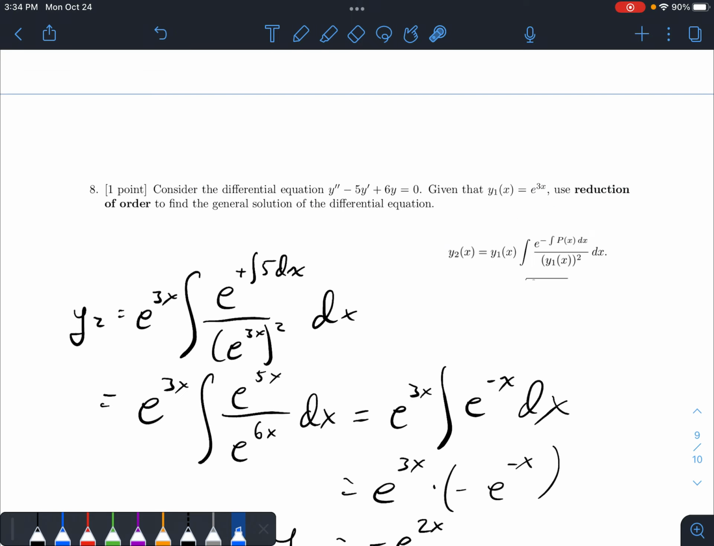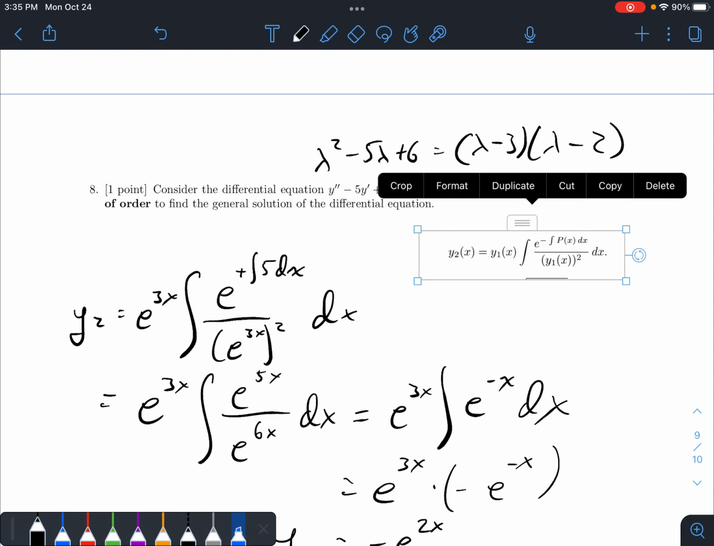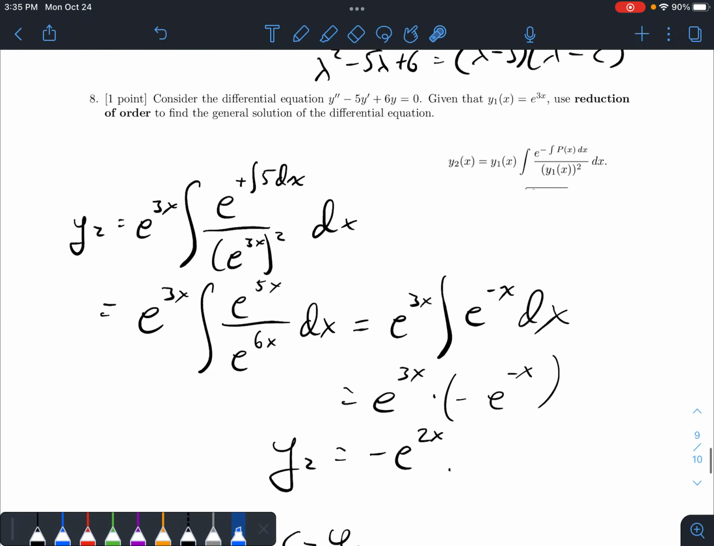These reduction of order problems are all going to be fairly similar. It's usually just going to be some simple differential equation, and you'd be able to find both of your solutions just using the factorization method. So this would be lambda squared minus 5 lambda plus 6, which factors as lambda minus 3 times lambda minus 2. And so you should know that your solutions would be e to the 3x and e to the 2x.